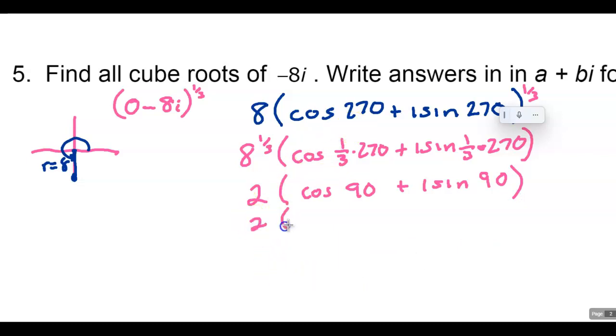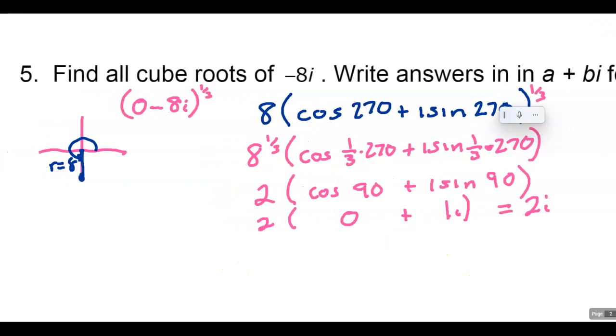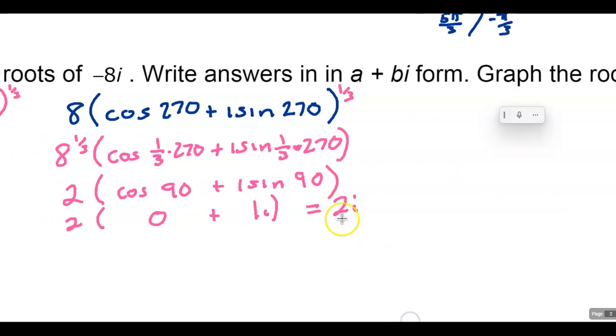Okay, so cosine of 90, 0. Sine of 90 is 1i. So our first solution will be 2i. Okay, which means, if you want to check it, that means 2i raised to the 3rd power equals negative 8i. So you can always do a check, say 2i times 2i is negative 4. Negative 4 times 2i does give us the negative 8i.